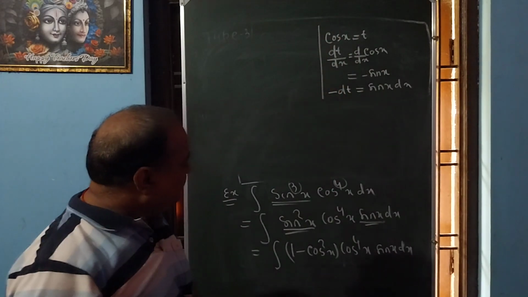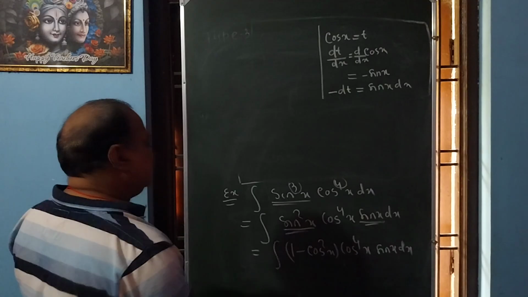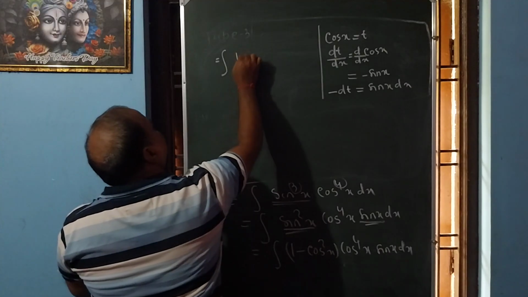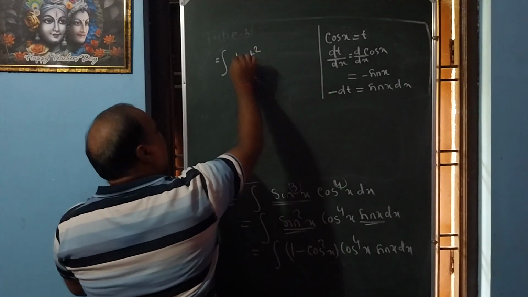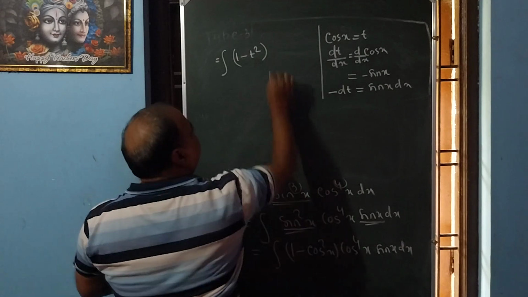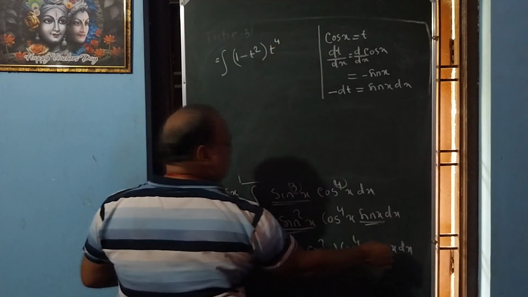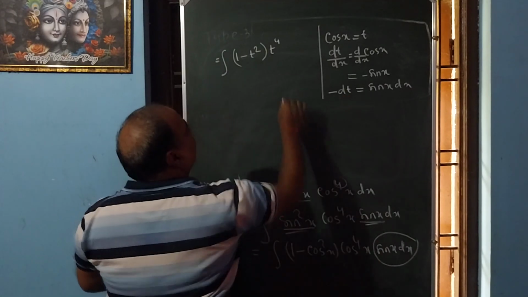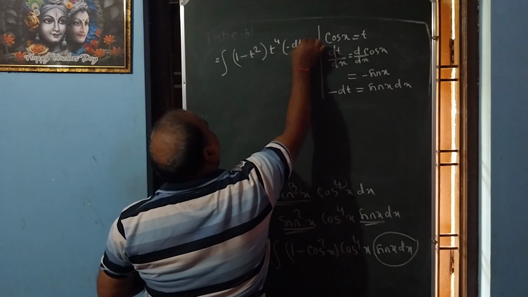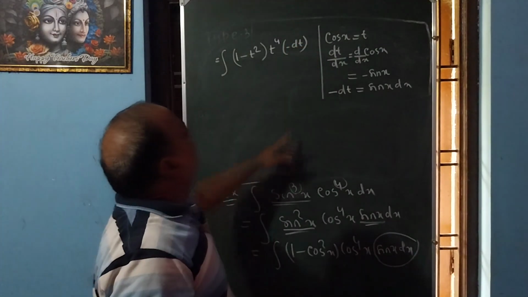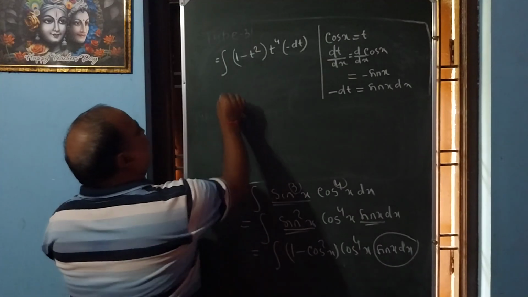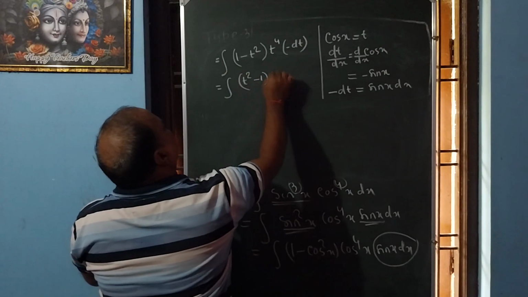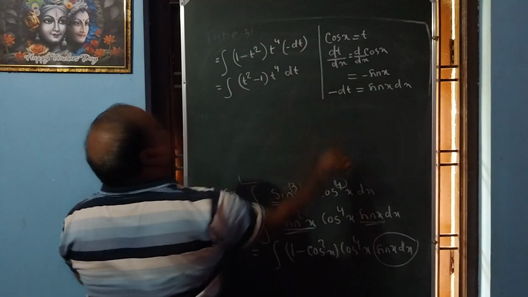Now this integral becomes the integration of (1 minus t square) into t to the power 4. In place of sin x dx, you have to put minus dt. Then the minus will be multiplied there. We get (t square minus 1) into t to the power 4 dt.